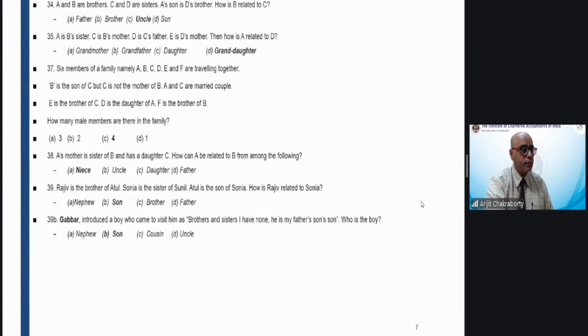39B एक क्वेश्चन है. गब्बर एक बच्चे को इंट्रोड्यूस कर रहा है. वो बच्चा आया है गब्बर से मिलने. So Gabbar is introducing and saying, brothers and sisters I have none. This child is my father's son's son. Who is the boy? So Gabbar का कोई भाई बहन नहीं है. So Gabbar is the only child of his parents because he is saying, brothers and sisters I have none. यानी मेरा कोई भाई बहन नहीं है. I am the only son.